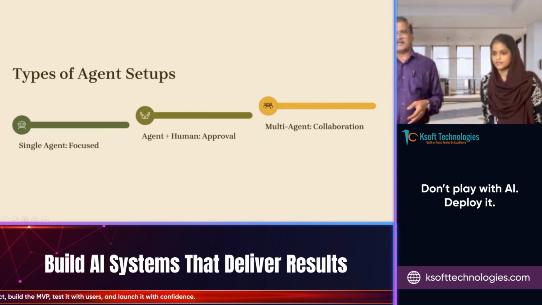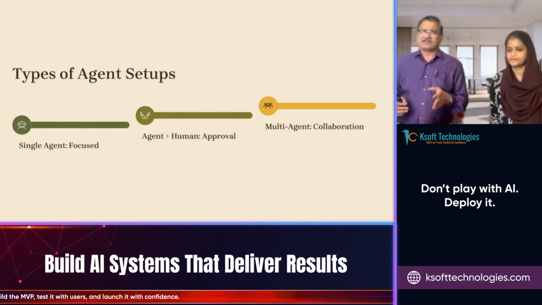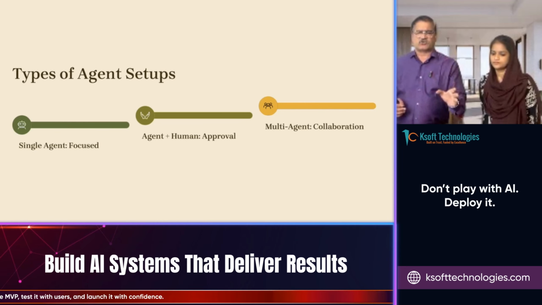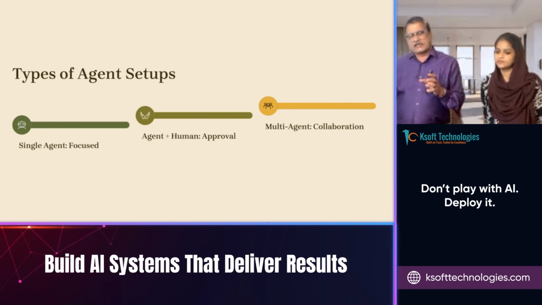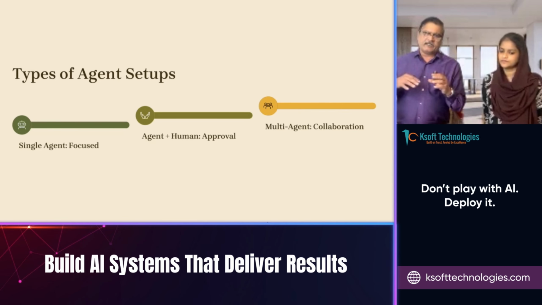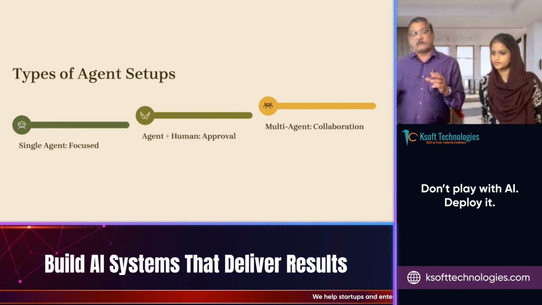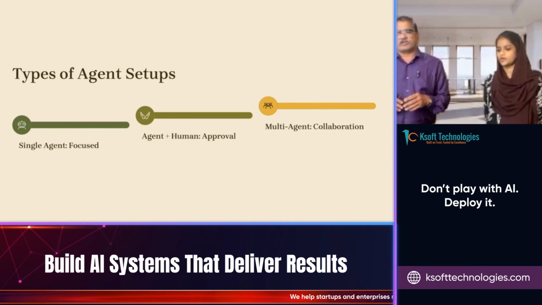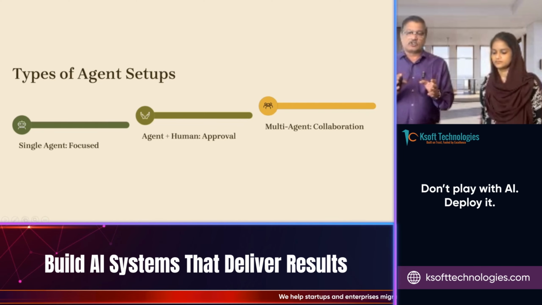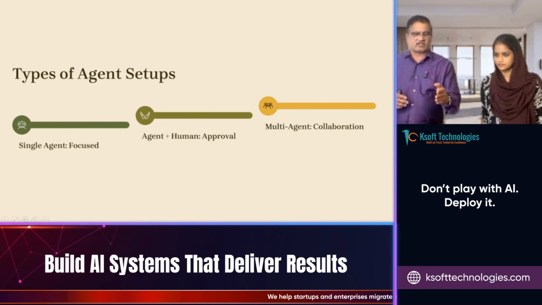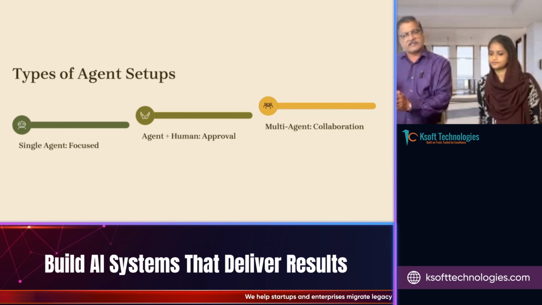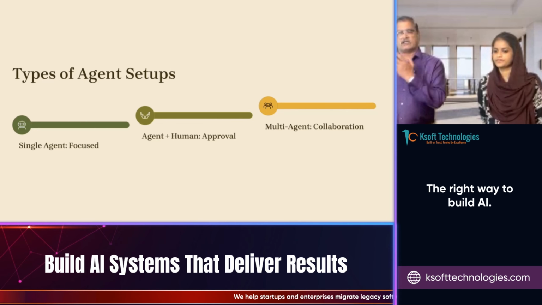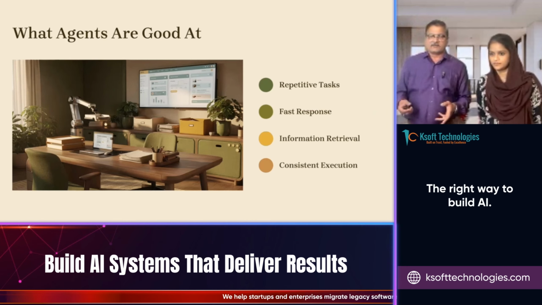The types of agent setups, it's very simple. There's a single, focused agent which does just one job. There is a second setup, the same agent, where we implement a system of human approval before it takes an action. That's the second level. The third is multi-agent collaboration, where multiple agents do multiple jobs, one after the other. For example, A finishes the work and hands it over to B, B tests it. If it is fine, it hands over to C, and C does the next part of the job. That cycle goes on. There are multiple levels of agent setups.